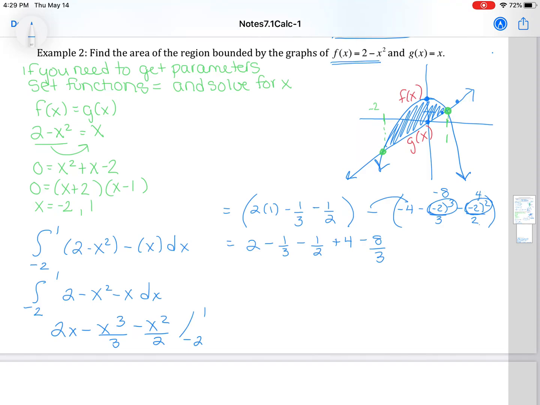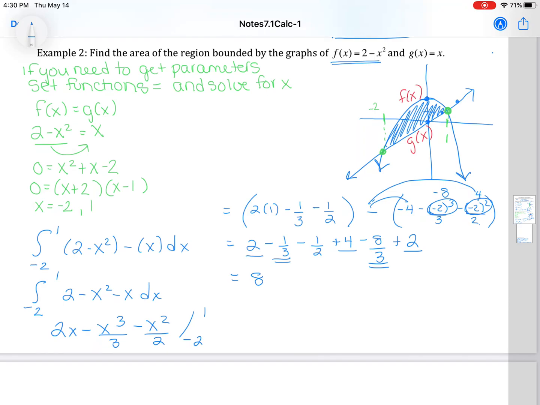Negative 2 to the fourth is 4. 4 divided by 2 is 2, so this is negative 2. But with this negative, it now makes a positive 2. And combine whatever like terms, so you're not having to get 6 different terms with a common denominator. So we have 2, 4, and 2, which gets us 8.